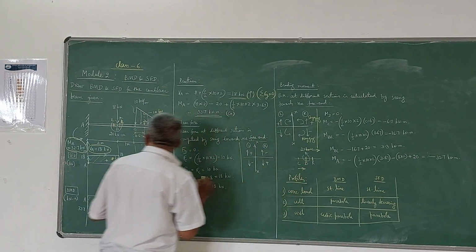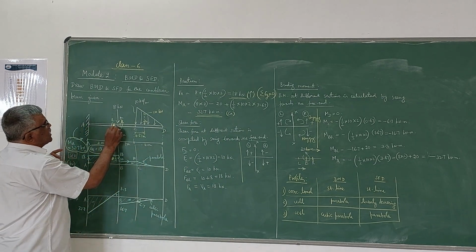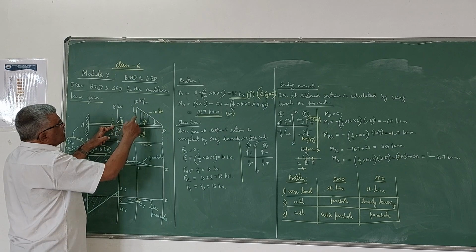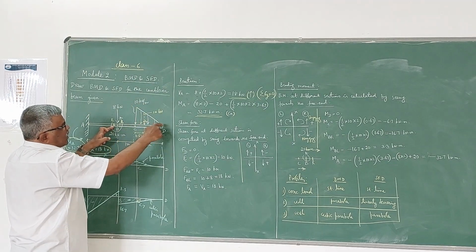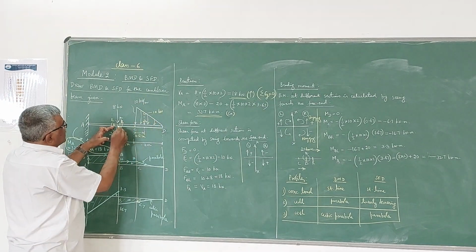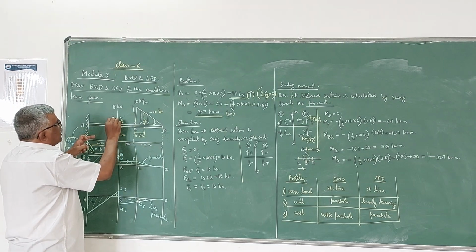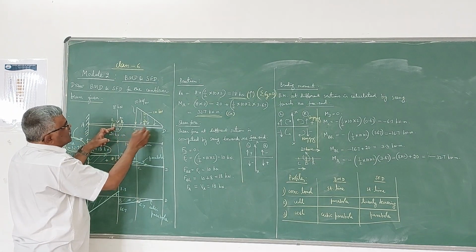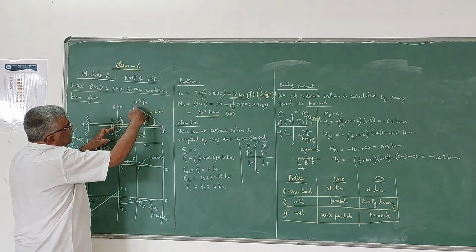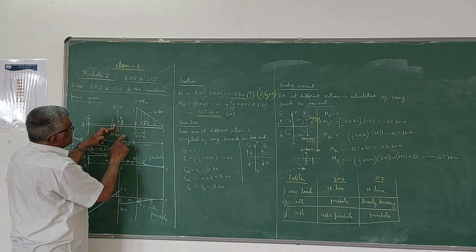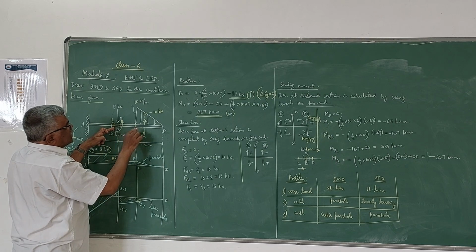Then coming to this point, left side of B. If you see to the right side of left of B, that means this point, you will be having two things. One is this triangular load. Another one is this moment. When you are seeing from this point towards right, you can see this. So the moment due to this will be minus 10 into distance, which is 1 plus 0.67.